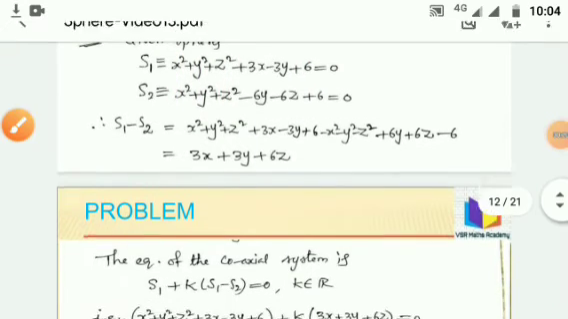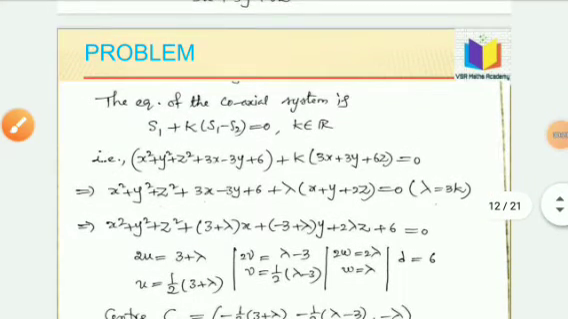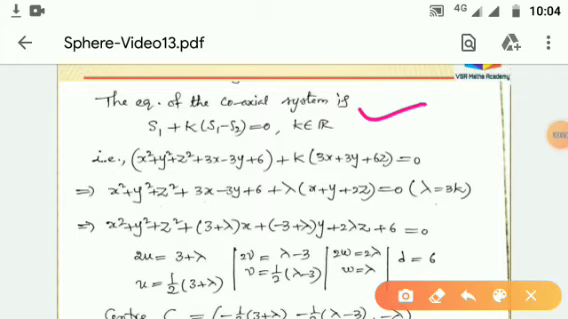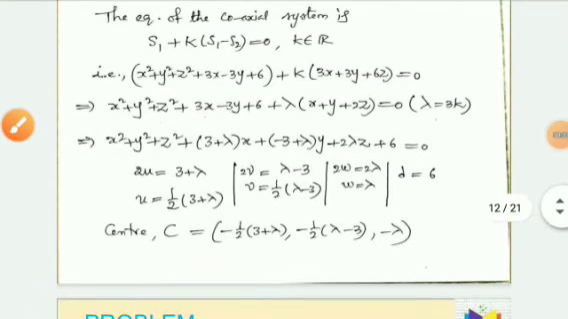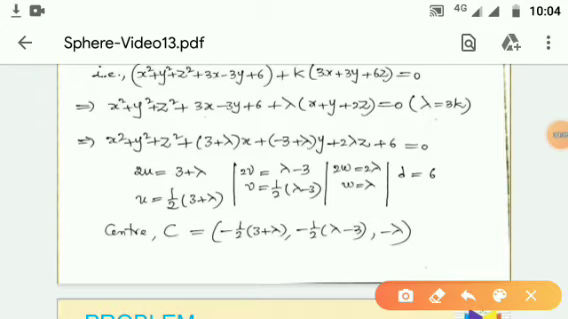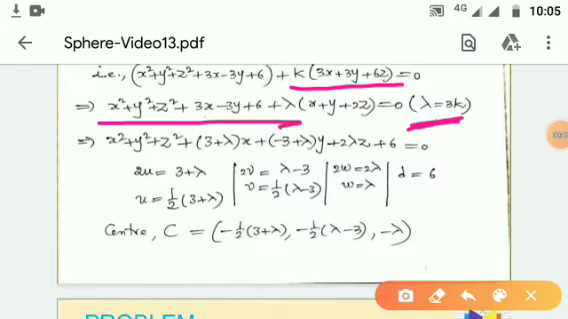So the equation of the coaxial system can be written like this: S1 plus k into (S1 minus S2) is equal to 0. So S1 is equal to this, and S1 minus S2 is this. By taking 3 common from this, you will get 3k. So by taking 3k as lambda, the equation of coaxial system will become: x square plus y square plus z square plus 3x minus 3y plus 6 plus lambda into (x plus y plus 2z) is equal to 0. On simplifying this, you will get like this.